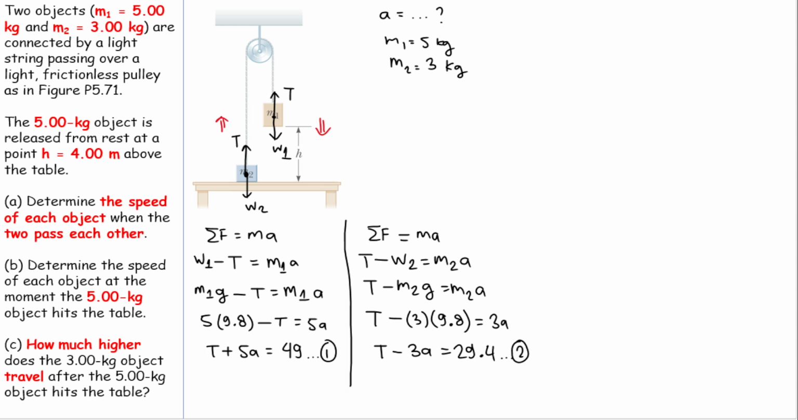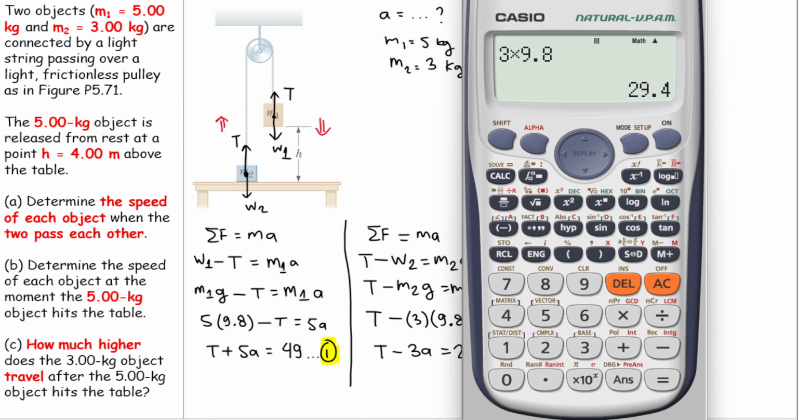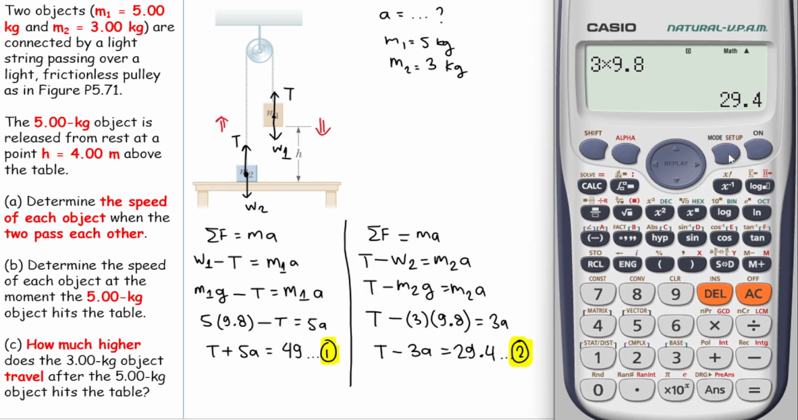But then we have two equations with two variables, right? We should be able to solve it for T and A. Let's do that using the calculator here. Let's set this up as equation solver, which is number 5. Two variables is number 1. And let's plug in all the coefficients. So I'll have 1, 5, and then 49. Then we'll have 1, minus 3, and then 29.4.